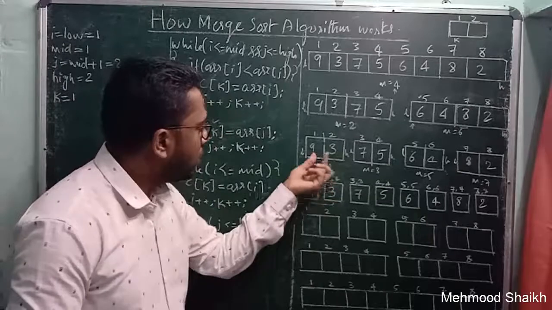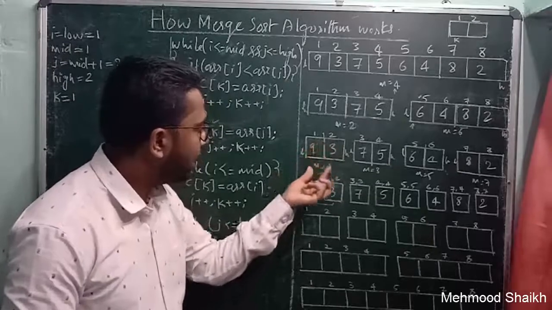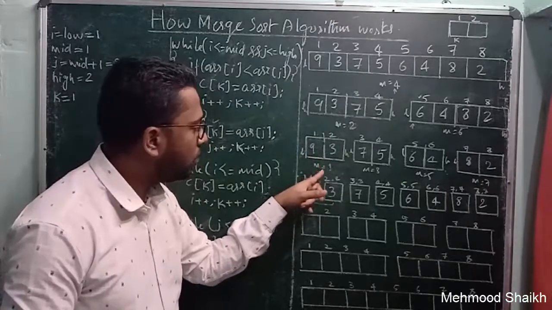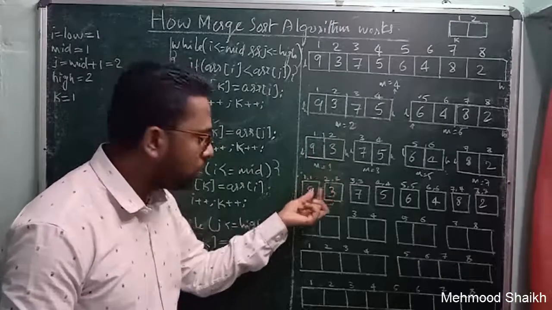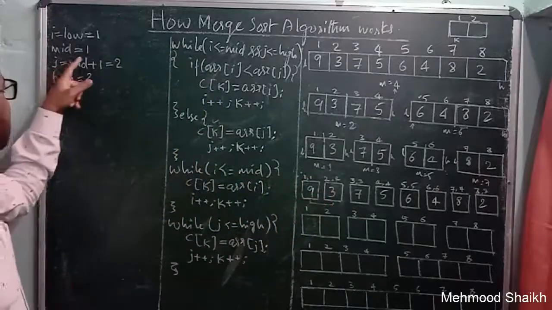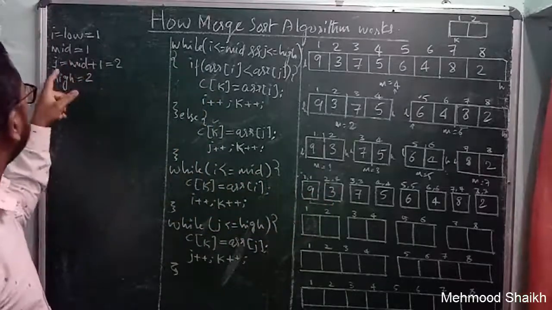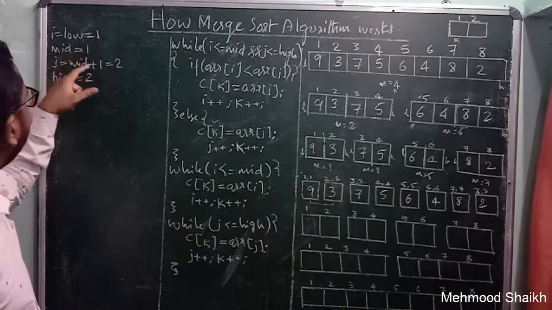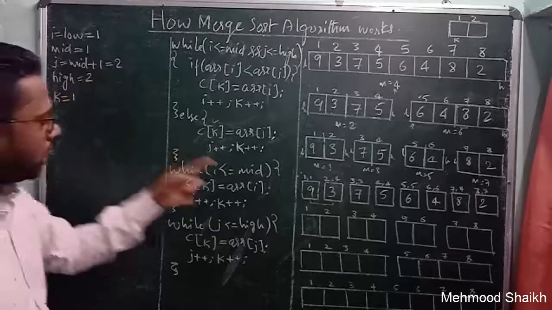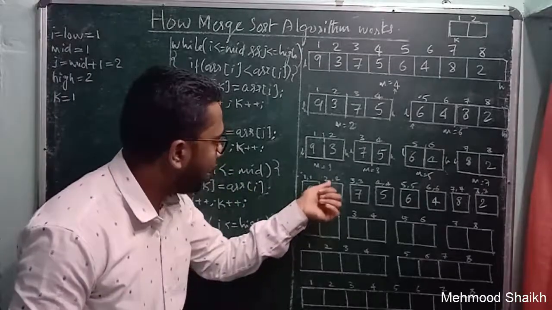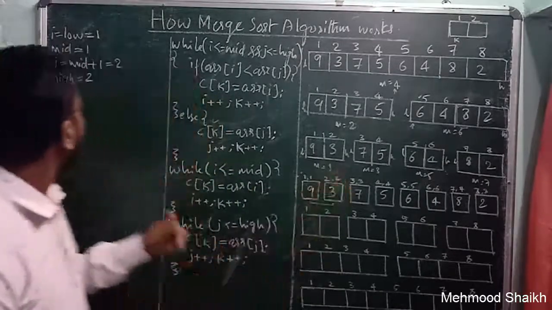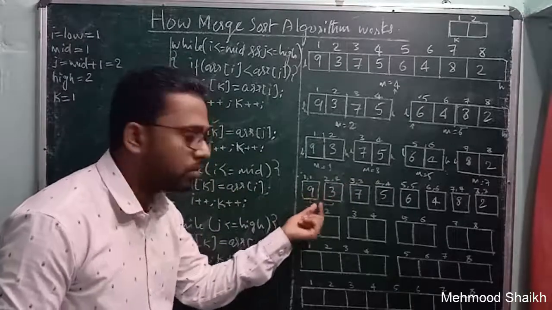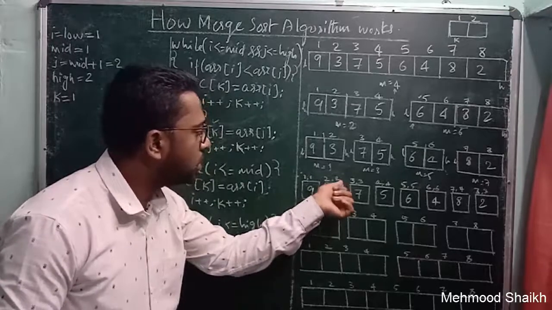When we divided these two subproblems, we divided them based on this middle value. At that time the middle value was 1, so I am considering the middle value for these two subproblems as 1. I have to set j as well. I am setting j equals mid plus 1 equals 2. So mid value is 1, and adding 1 gives 2. Then high I have to set as 2. So for these two subproblems, the high value is 2.